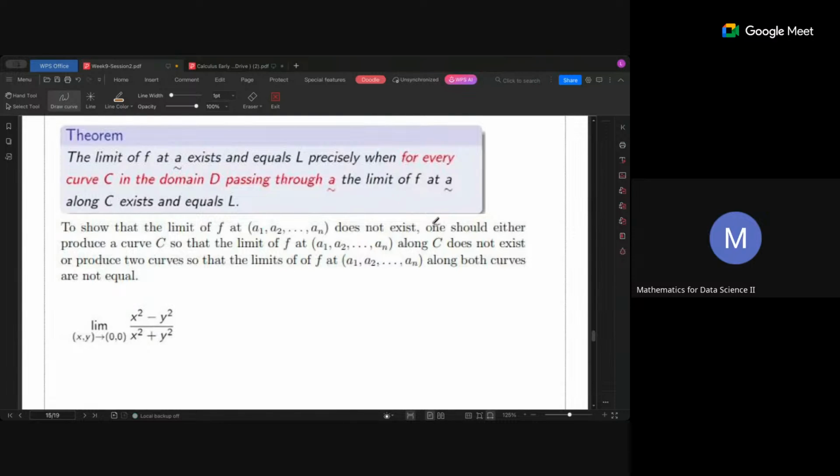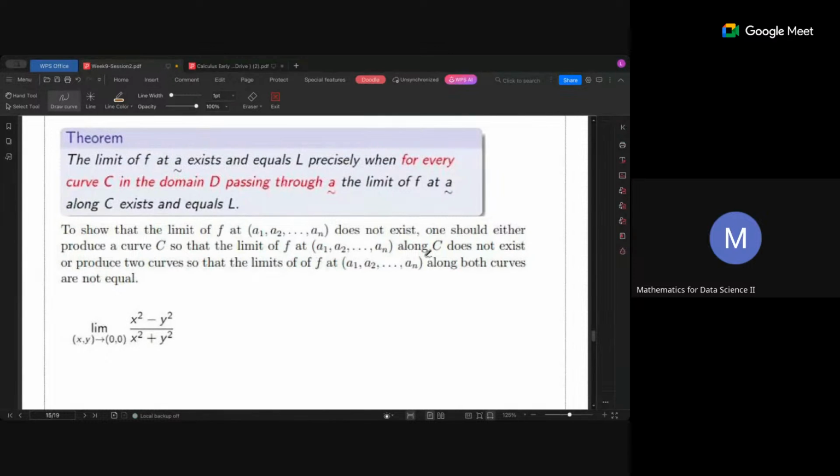What is the technique? To show that the limit does not exist, either you should produce a curve for which the limit does not exist, or you should produce two different curves along which the limits are different. This is what we usually do throughout these examples, unless the examples are very familiar. Maybe for some very obvious examples where the limit exists is easily seen. Otherwise, you are usually disproving that the limit exists.